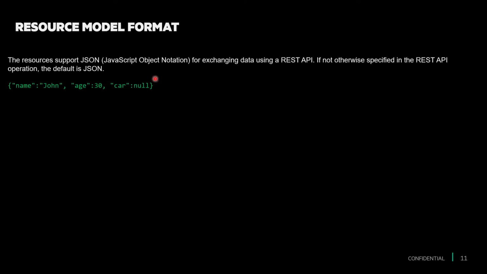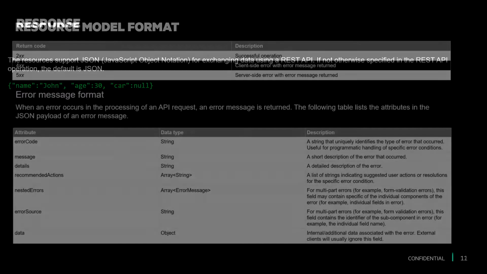So in this communication, a lot of data transactions will happen, client to server, server to client. So what data format will we be using? We will be using JSON by default, but it provides various other formats as well.